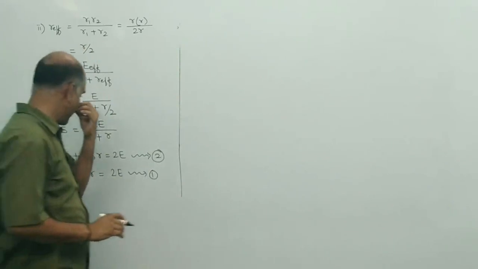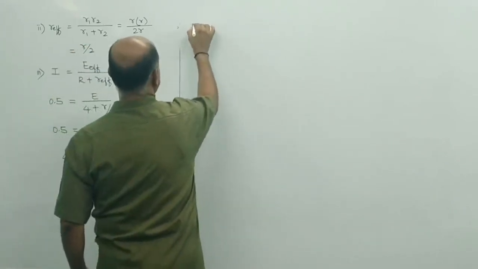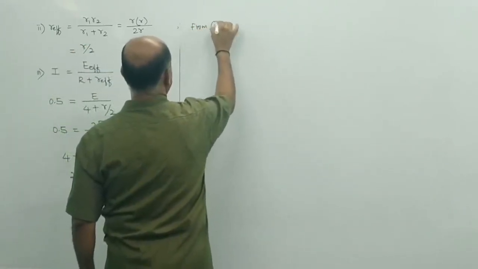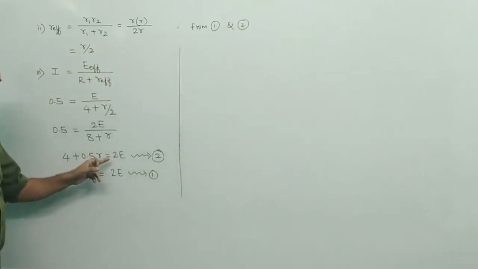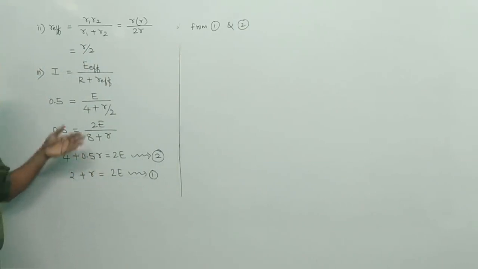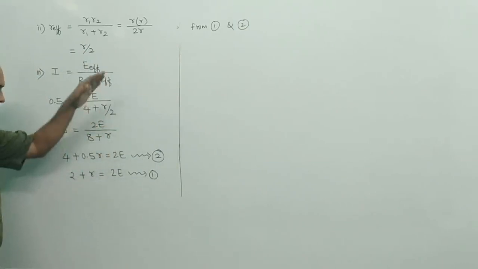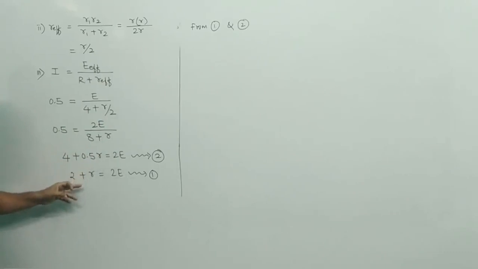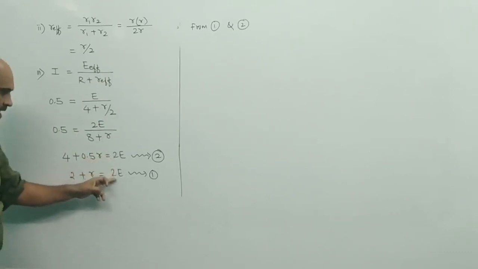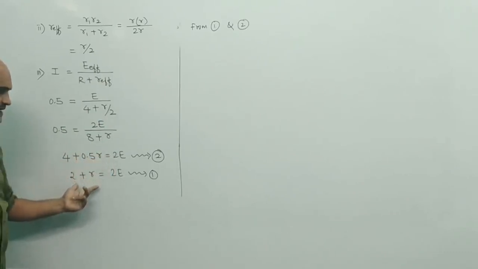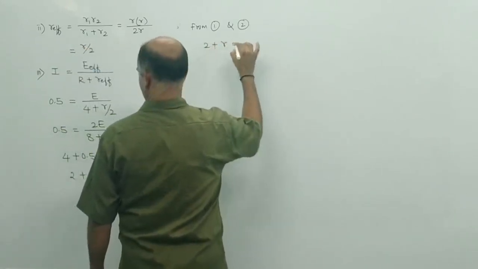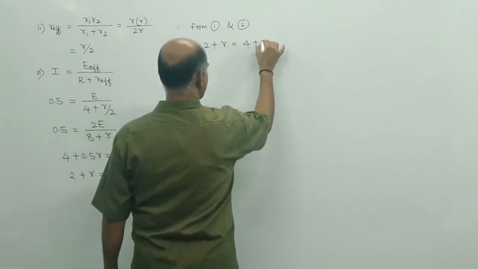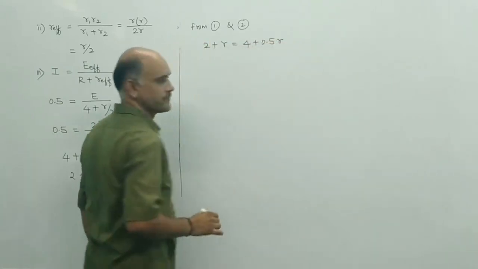So now from 1 and 2. RHS of both equations is same, so I can equate LHS. Else you can keep one below the other and solve as simultaneous equations. Or, since RHS is same, we equate LHS. So I will get 2 plus R is equal to 4 plus 0.5 R.